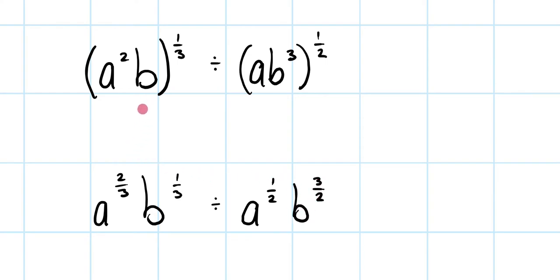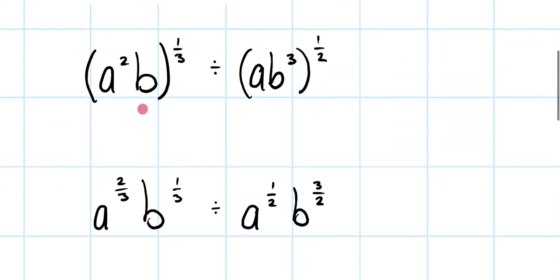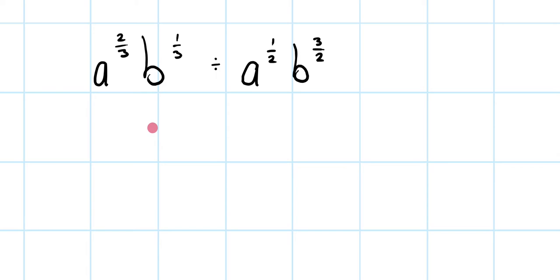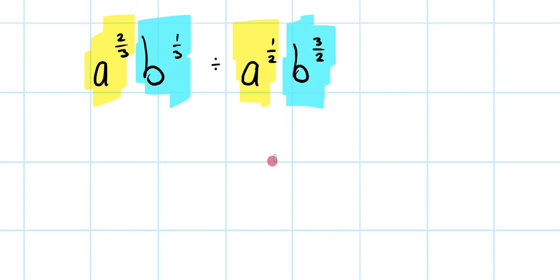Perfect. The next thing that I'm going to do, let me just leave it like that. The next thing I'm going to use is my second law, which tells me that if I'm dividing by the same base, I can subtract my indices from each other. So that means I'll be able to subtract the 2/3 from the 1/2 there, and the 1/3 from the 3 on 2 there. Okay, so let's do that now.